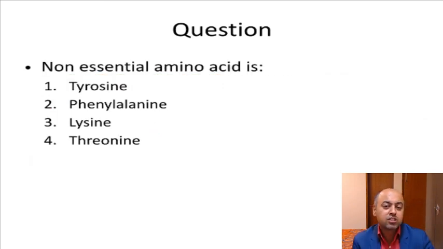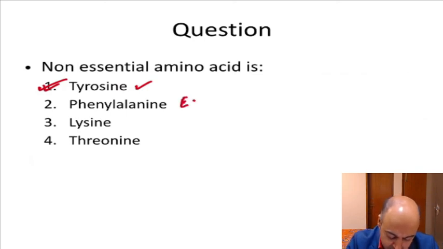Non-essential amino acid means which can be synthesized in our body. And you know, tyrosine can be synthesized from phenylalanine. So tyrosine is non-essential, whereas phenylalanine will be essential. It must be provided in the diet. It cannot be synthesized in our body.